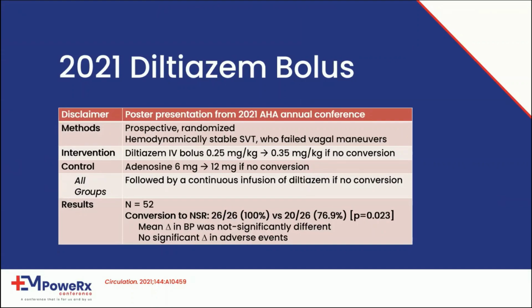They found a 100% success rate with utilizing diltiazem bolus dosing compared to only 77% with adenosine, which is lower than mostly reported conversion rates for adenosine. They also noted that the mean change in blood pressure was not significantly different, nor was there a significant difference in adverse events. But given that this was a poster, and I don't have full results to tell you what those changes in blood pressures or adverse events were defined as.